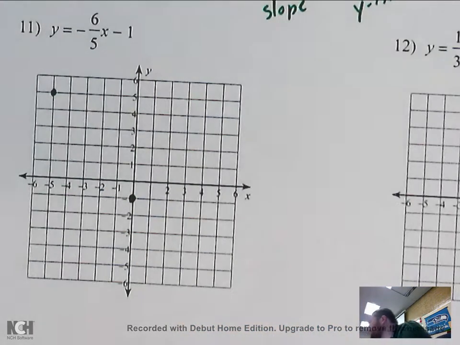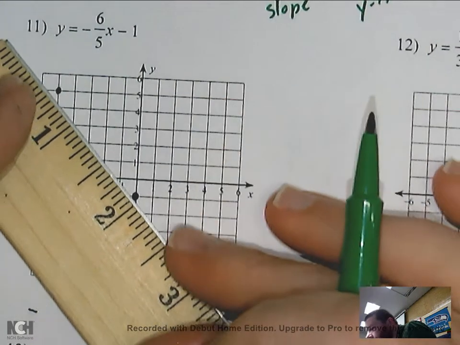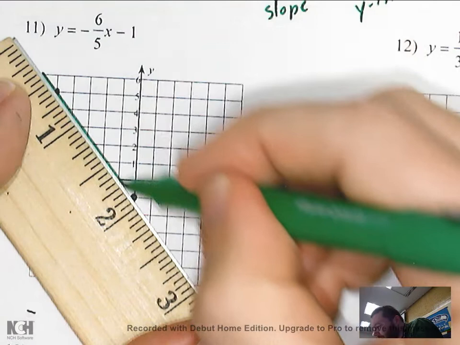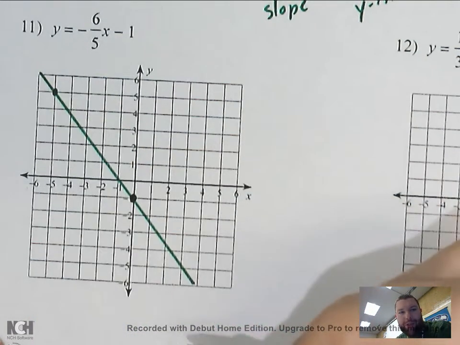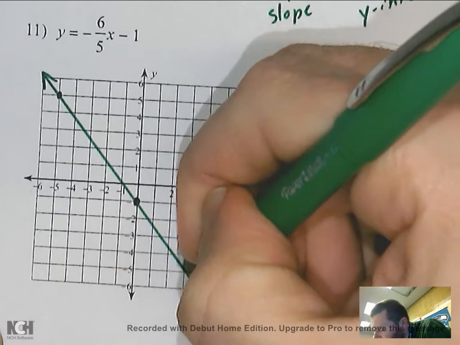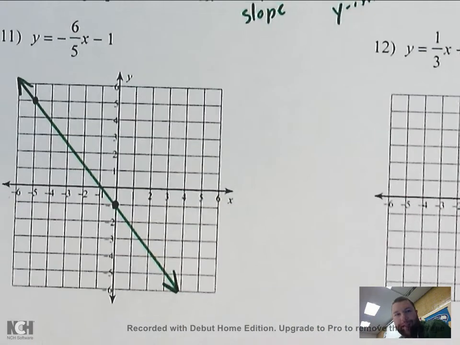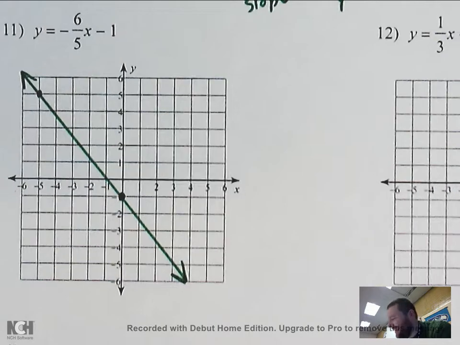Now when I connect those points, does that produce a negative slope, negative line? It sure does, right? That is a negative line, so that fits my equation. Okay, and that's it. You're done. You graphed your line. You just had to plot that one point, basically.